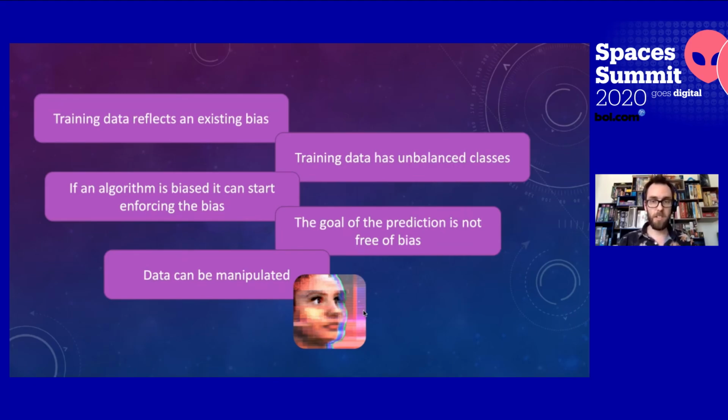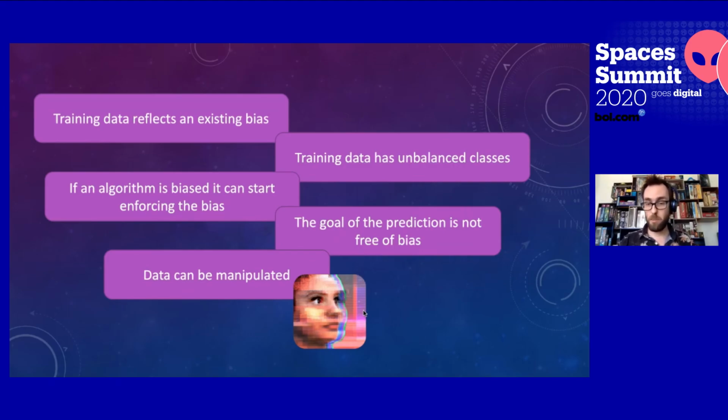Finally, the last one I mentioned is that the goal of the prediction is not free of bias. So if the goal of your prediction is not an objective thing, or has an implicit bias in there, of course your algorithm will also end up biased. And finally, I didn't really go into this in detail, but data can be manipulated, especially online data, and models and algorithms that are trained online and are able to interact with people. You can manipulate this data and make sure the algorithm goes crazy.